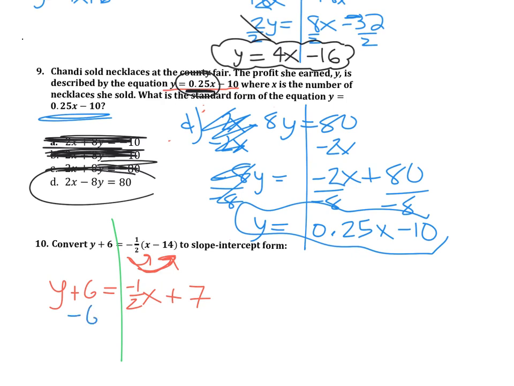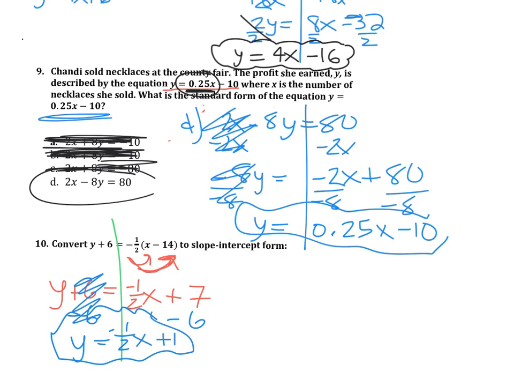My second step is to subtract 6 from each side. I am not subtracting it from the slope, just from the 7. I get y equals negative 1/2 x plus 1. 7 minus 6 is 1. That is a negative 1/2. I'm going to write it over here: y equals negative 1/2 x plus 1.